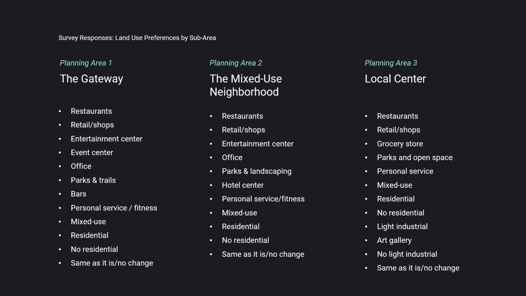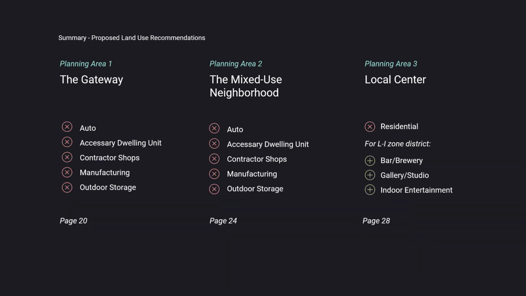During the first 2 meetings, participants were asked to describe their vision and desired land uses for the 3 sub-areas. Here's what was heard for each sub-area. Based upon these responses, recommendations were drafted to either remove or add specific land uses for each sub-area. Please refer to the vision plan for the full list of zoning and land use recommendations. Page numbers are listed for each planning area.